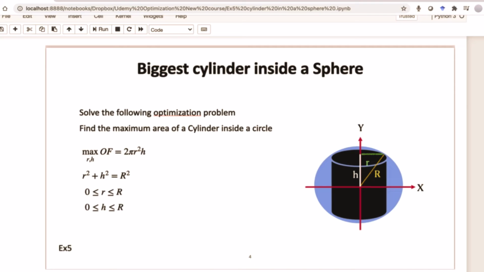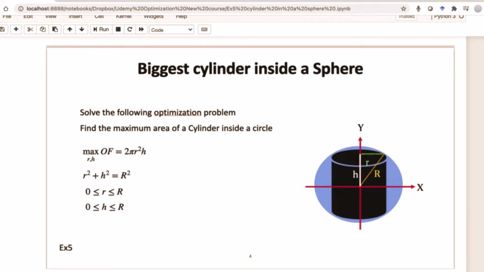In this example, we are going to solve the following optimization problem. We want to find out what is the biggest cylinder inside a sphere. In order to solve that, we need to find out what is meant by the biggest cylinder. We mean the volume of that cylinder. To calculate that volume, we can easily draw a figure like this.